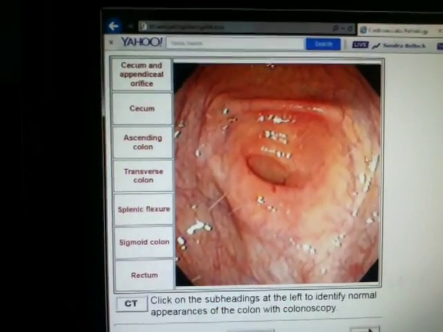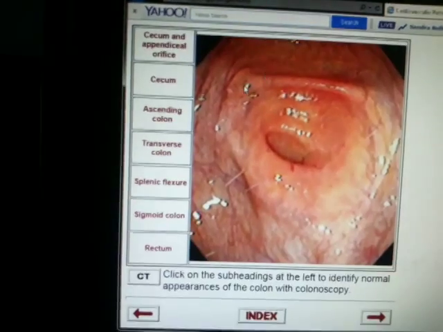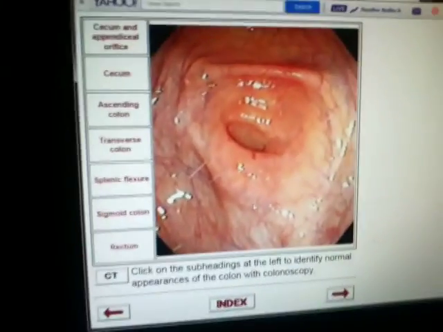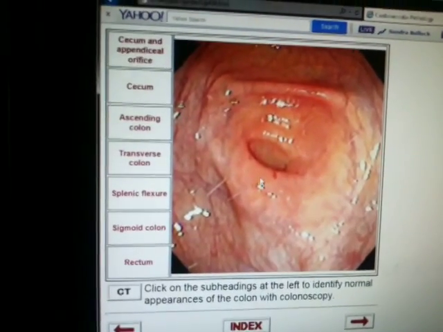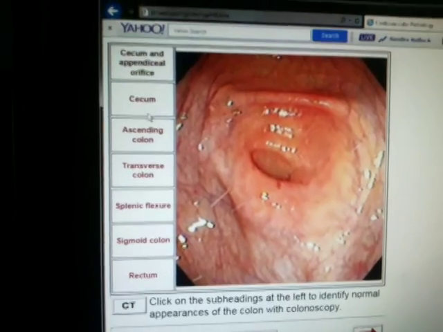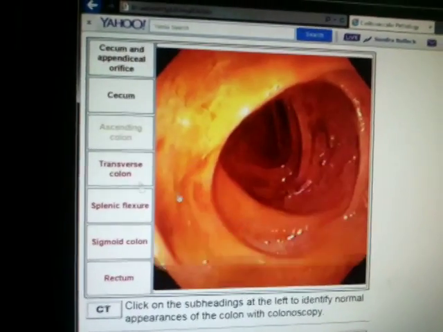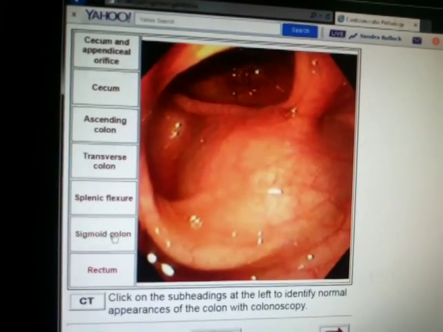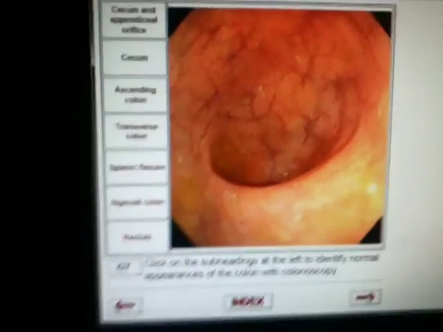Okay, this is the normal colonoscopic appearance of the different parts of the colon. You can see that the mucosa is smooth, glistening, there is no ulceration, no masses, no polyps in the cecum, in the ascending colon, in the transverse, splenic flexure, sigmoid, and rectum.